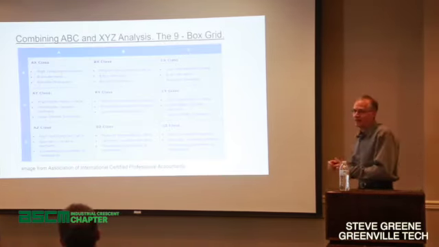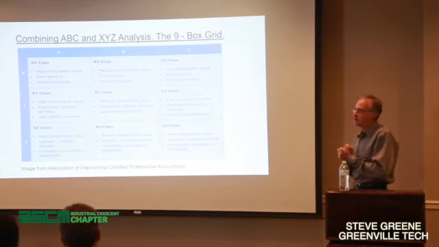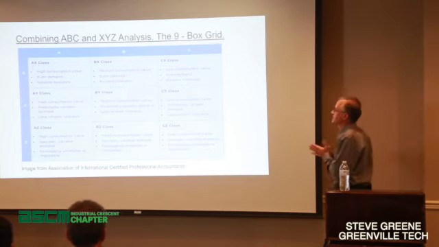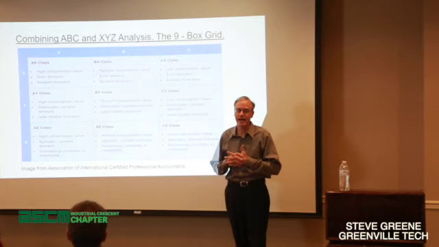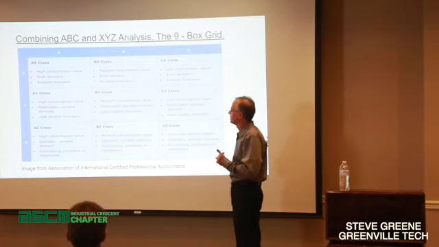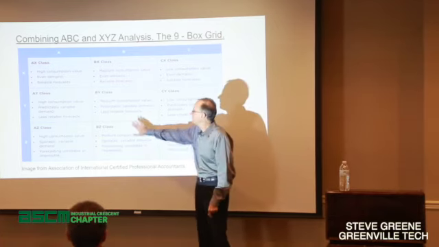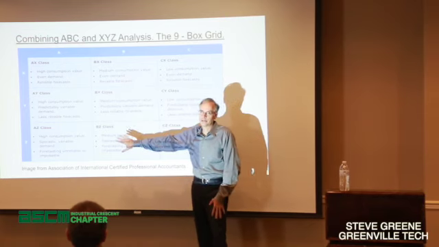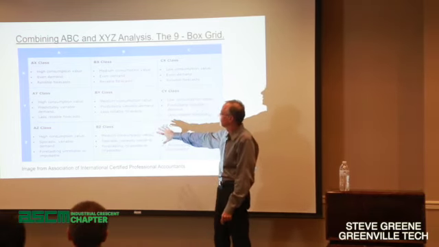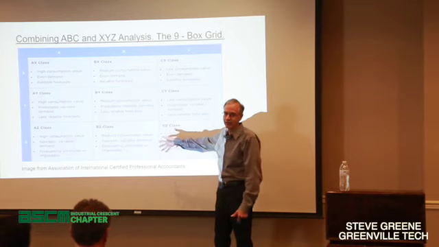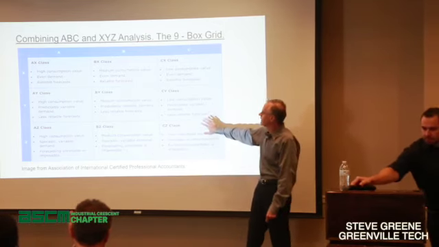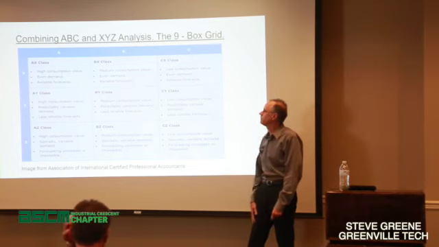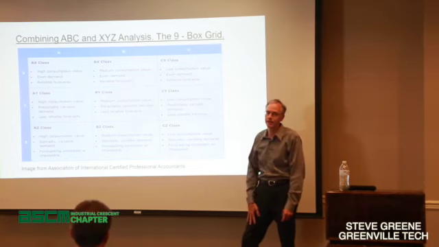Okay, so we got this all together. We have the ABC and the XYZ, so those were the first 2 methods. And the third method is the cream of the crop. This is the ABC and XYZ analysis. The best way to describe this is the 9-box grid. So you see going down in the columns, the A column is going to be the highest value based on annual usage, and then the lesser values are going to be column B and column C.